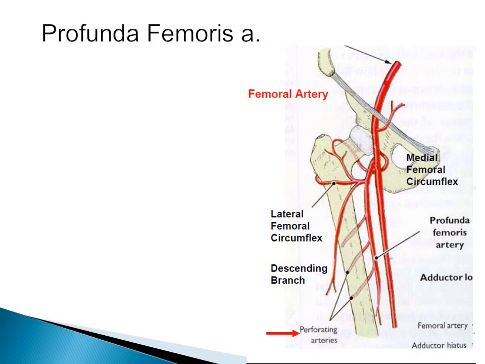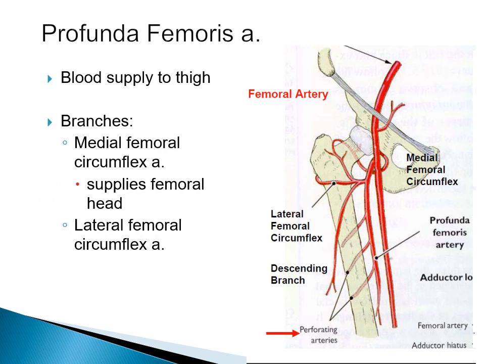This is a closer view of the profunda femoris artery. It is the blood supply to the thigh. The branches that are important are the medial femoral circumflex artery, which supplies the femoral head and neck, lateral femoral circumflex artery, which supplies the lateral thigh.